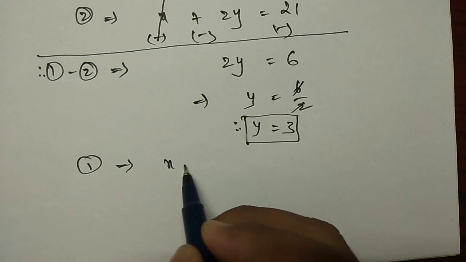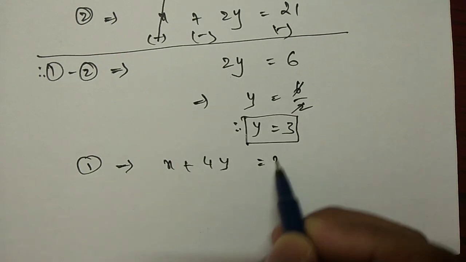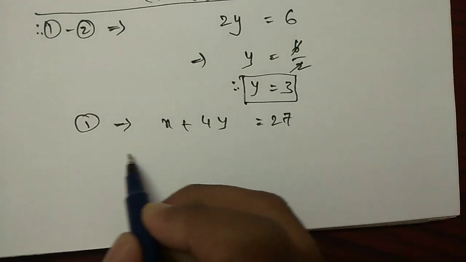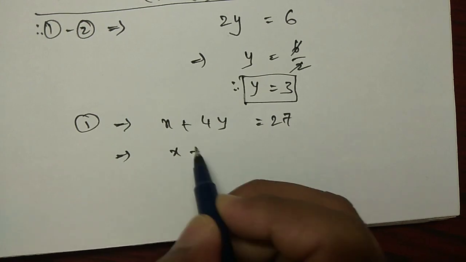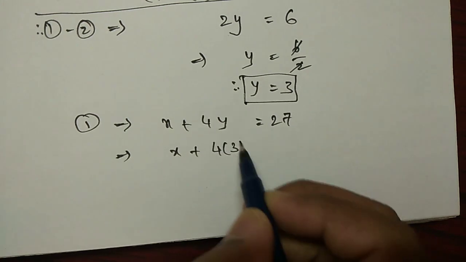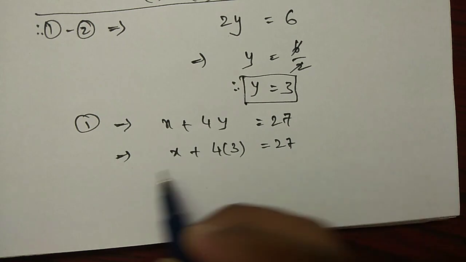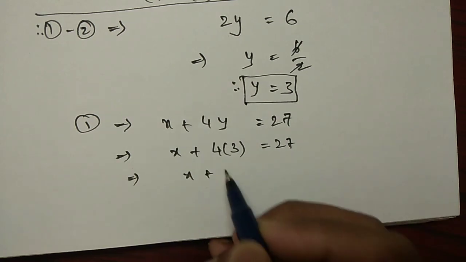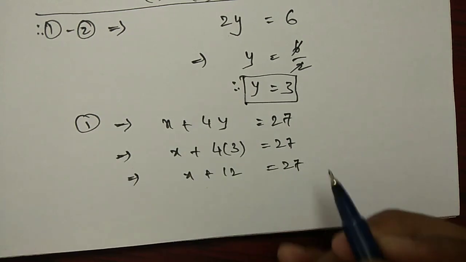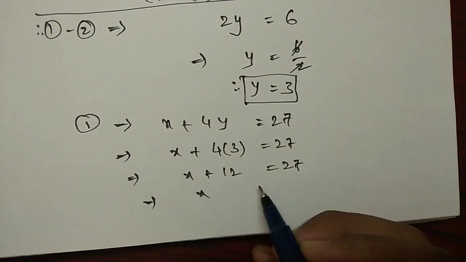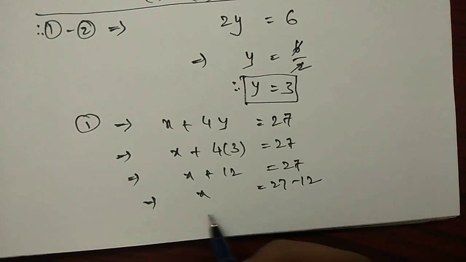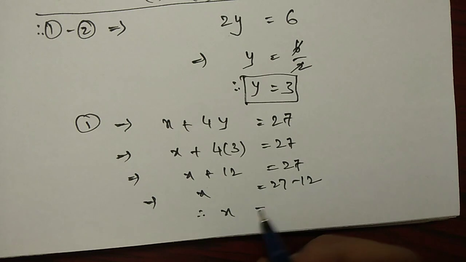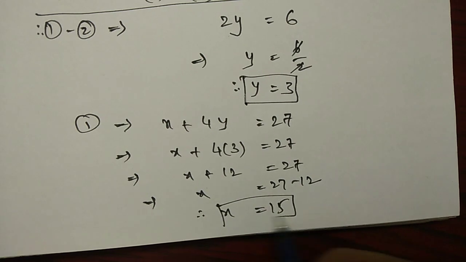1 implies x plus 4y equal to 27. That implies x plus 4 times 3 equal to 27. So x plus 12 equal to 27. So x equal to 27 minus 12. Therefore x equal to 15.